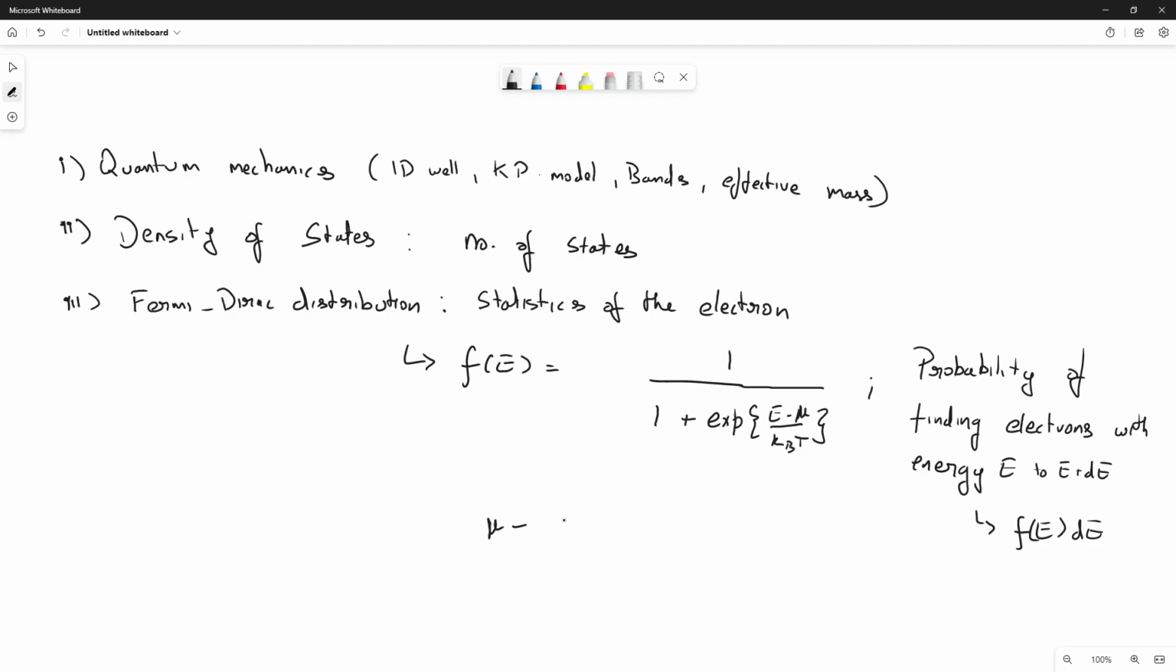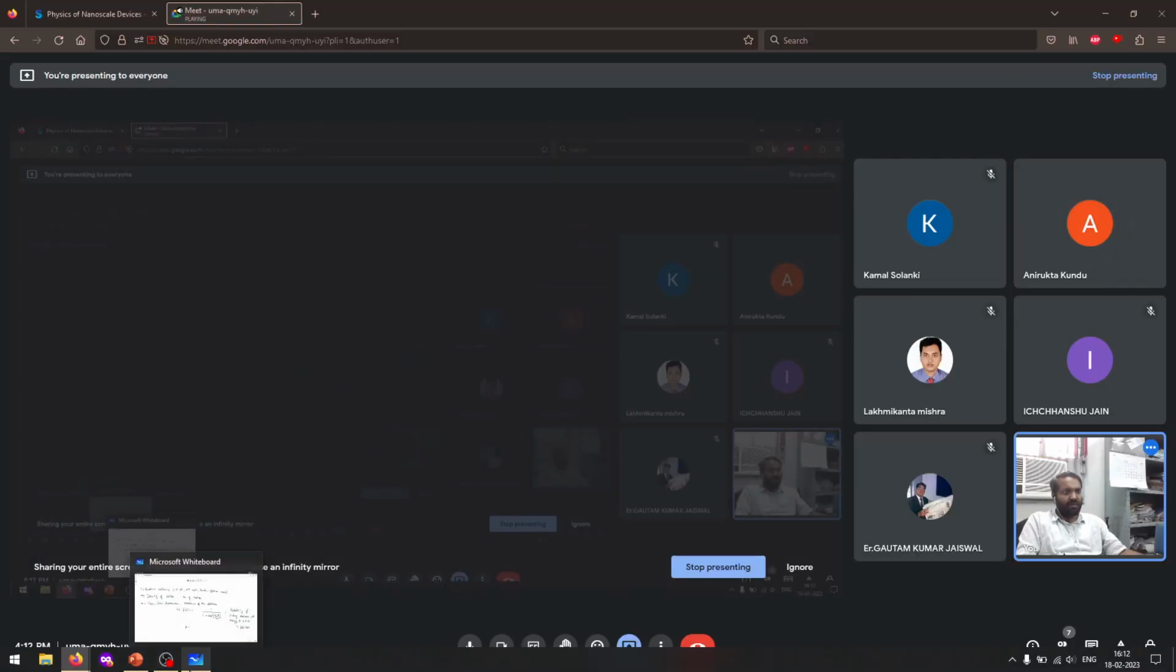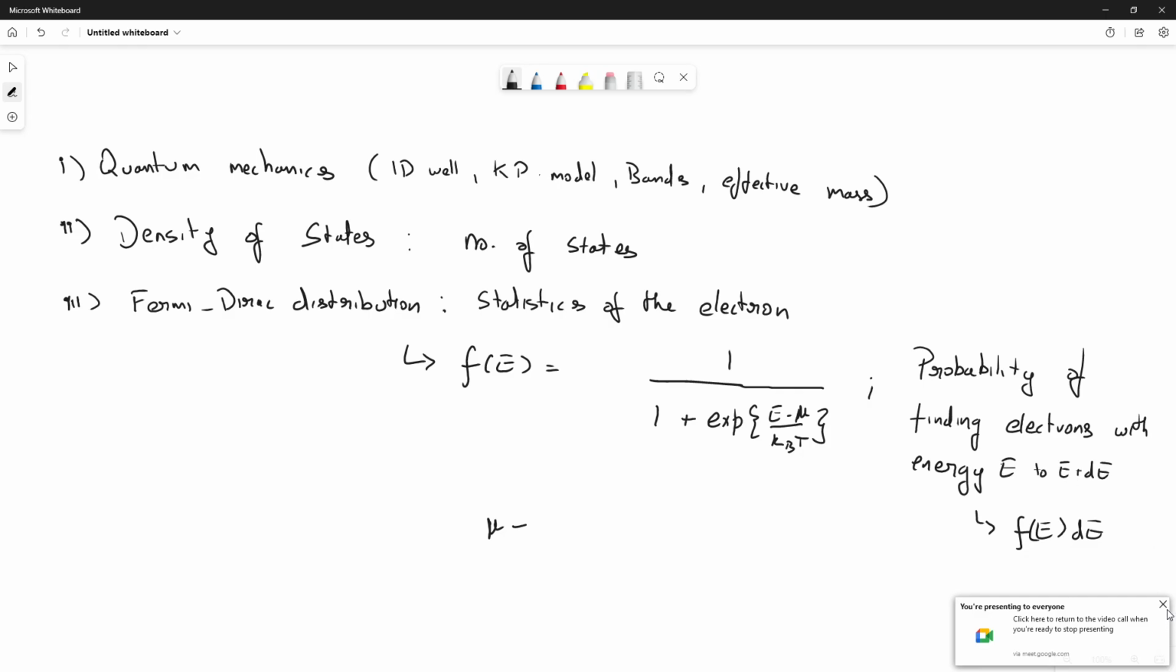Mu is, can someone tell me what mu is? Oh, this must have been covered last week. In this expression, can someone tell me what mu is? Fermi energy. Yes, very good. Fermi energy. Yes, so it is called the Fermi energy, or another name, a name that I actually like, is the chemical potential.